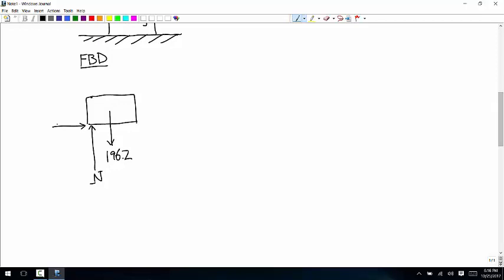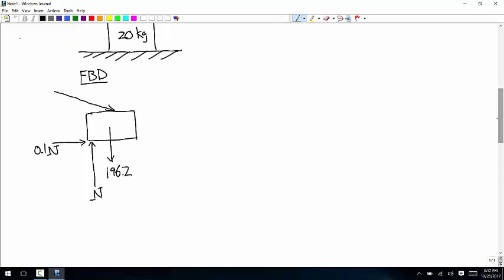Okay, so we're still on this free body diagram. So we know the direction is to the right. We know the magnitude is the coefficient, 0.1, times the normal force. So I'll just write that in like that. And then we have this force that has a magnitude of, what did I say, 80? Yes. And that's all the forces.